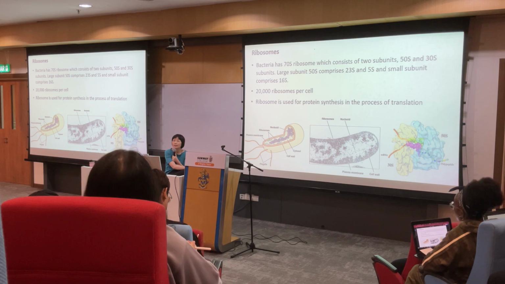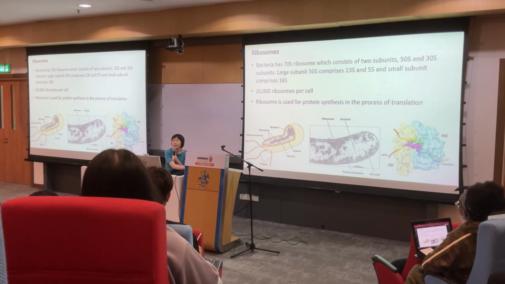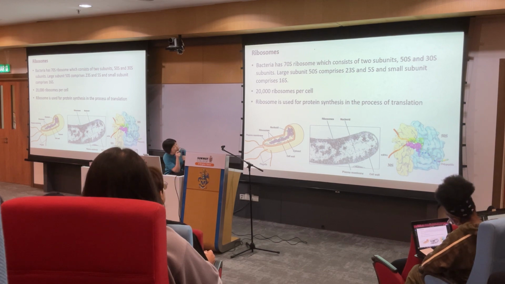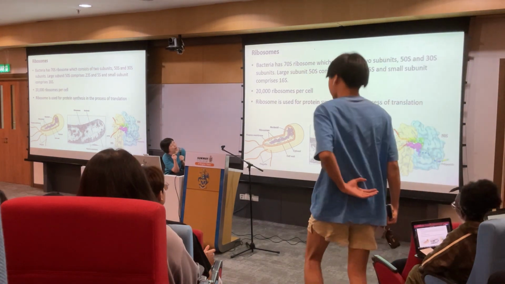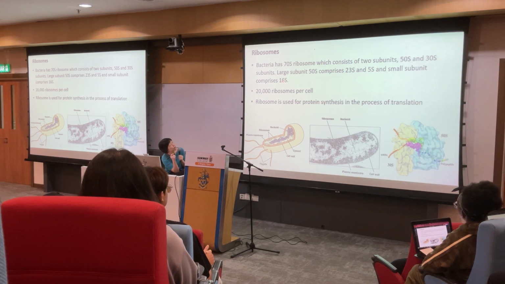Anyone? It stands for Svedberg. It is the sedimentation coefficient. It's just a unit about the density of the ribosome. So the large subunit can further break down into 23S and 5S, and the small subunit is 16S.